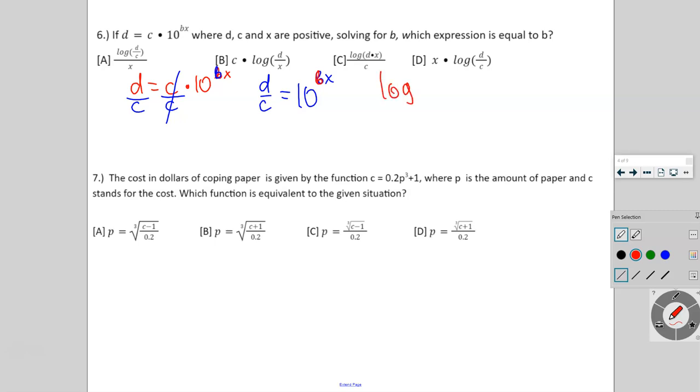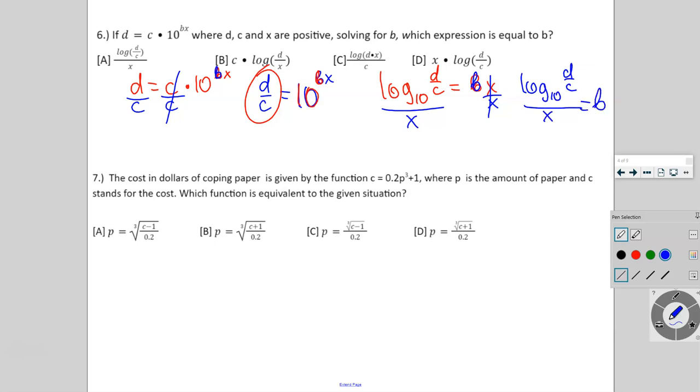So log, it's going to be base 10, of what's on the other side, which is d over c, now equals my exponent, which is b times x. Now again, I'm solving for b, so the last thing I have to do is get rid of the x. I'm going to divide both sides by x. So my final answer is log base 10 of d over c, divided by x, equals b. So that would be answer B. Nope, I apologize. Maybe answer A.